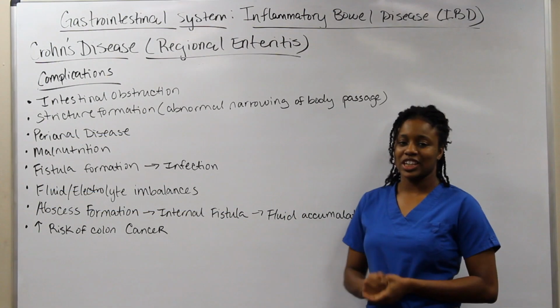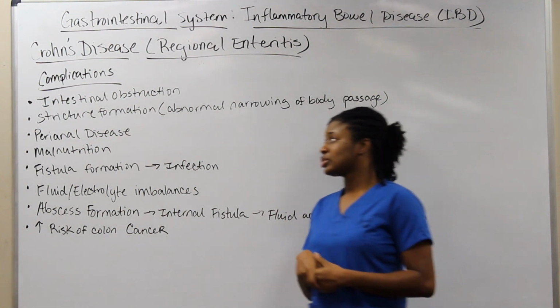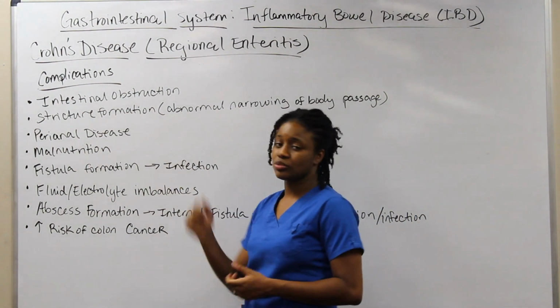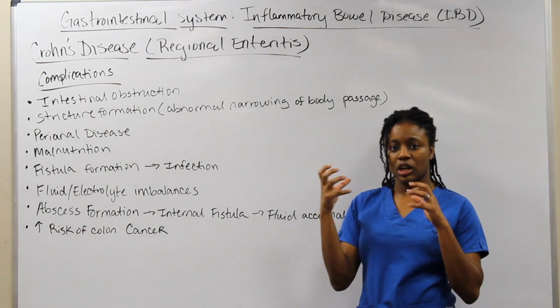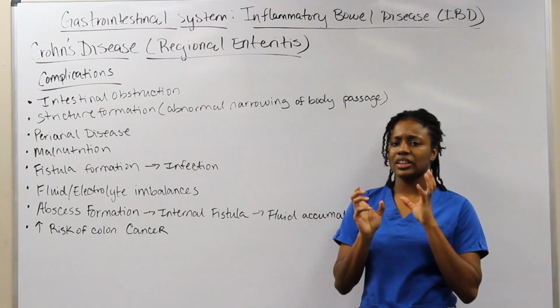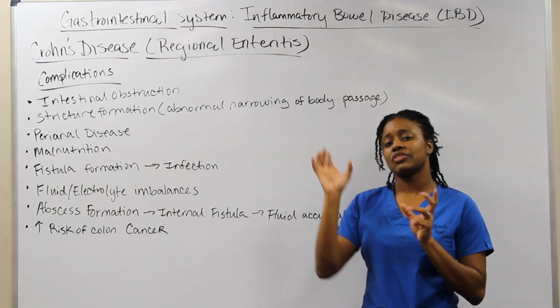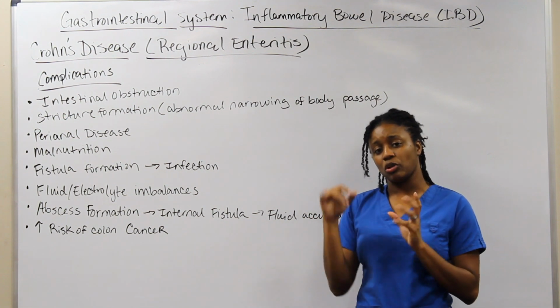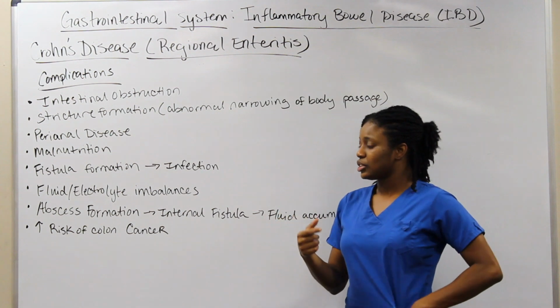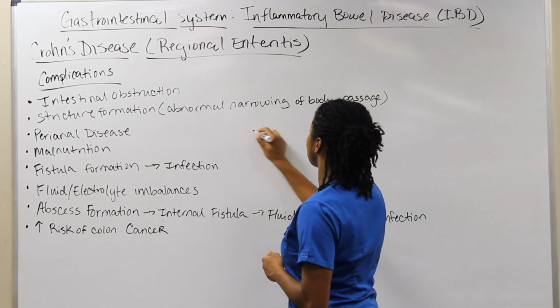Now we have the complications of Crohn's disease. With the complications, we have intestinal obstruction, which, again, we have those cobblestones that almost look like little bulbs within the GI tract. So imagine if you were to have multiple of those bulbs, right? It blocks the passage. So let me just show you a little example here.